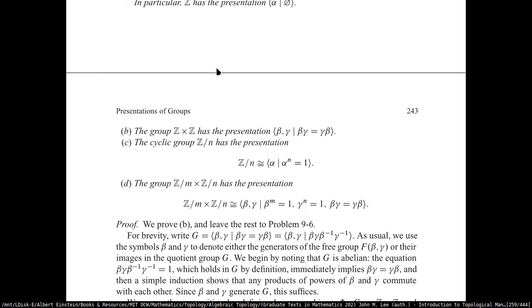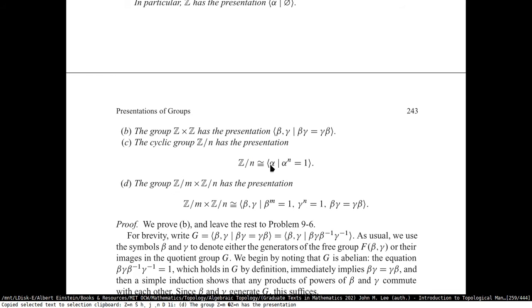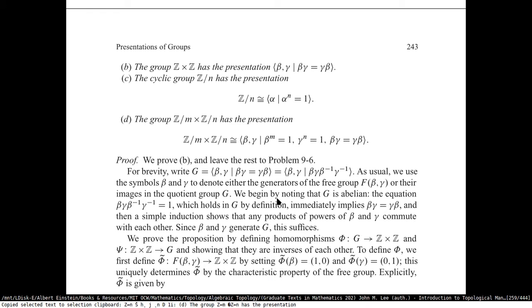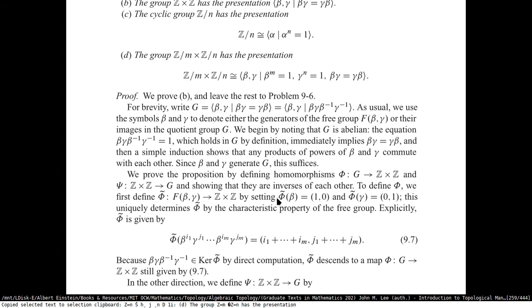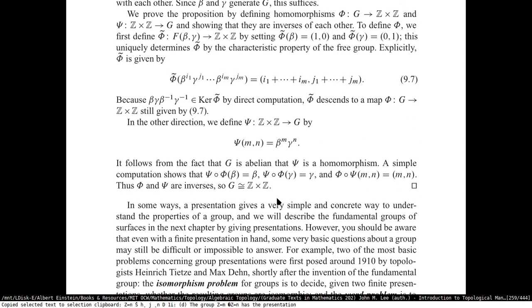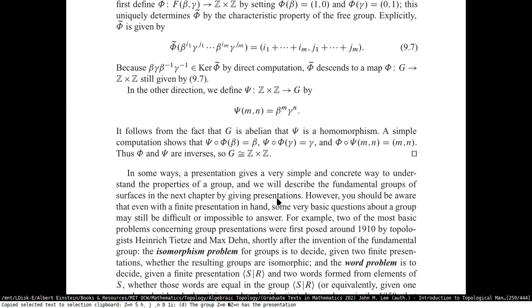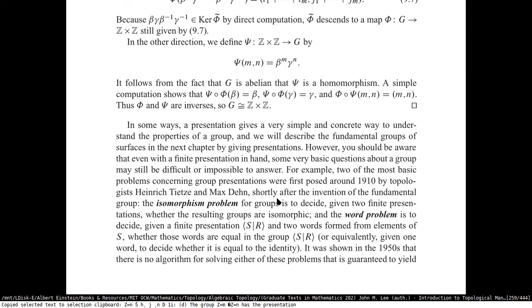But yeah, so Z mod n has this presentation, generated by this alpha, and the relation is alpha to the n equals 1, of order n. Right, because in algebraic topology, you also have to do that. You need to find isomorphisms a lot.